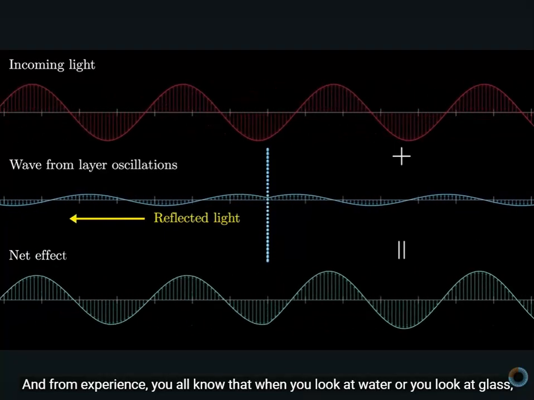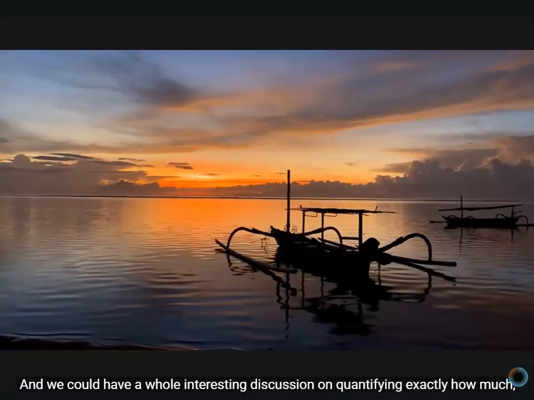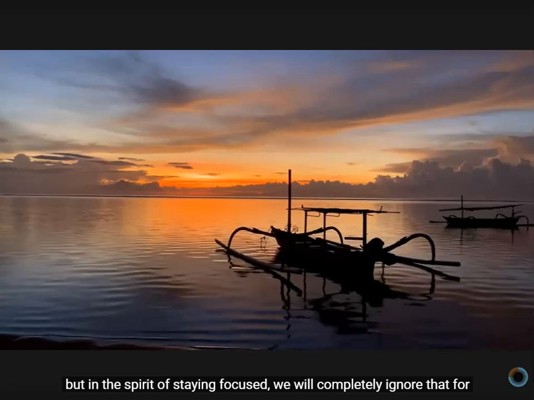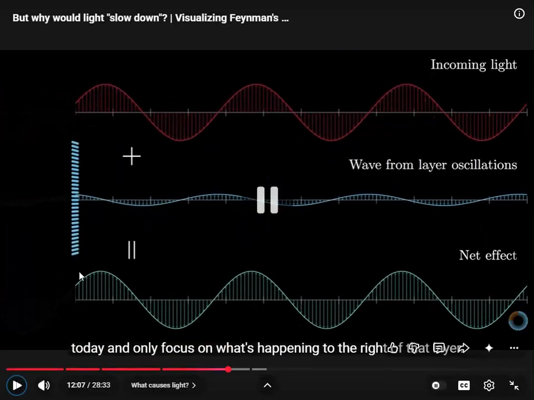And from experience, you all know that when you look at water or you look at glass, light not only goes through it, but some of it gets reflected back. And we could have a whole interesting discussion on quantifying exactly how much, but in the spirit of staying focused, we will completely ignore that for today and only focus on what's happening to the right of that layer. In the rest of our lesson, we're going to actually talk about that partial reflection as well.